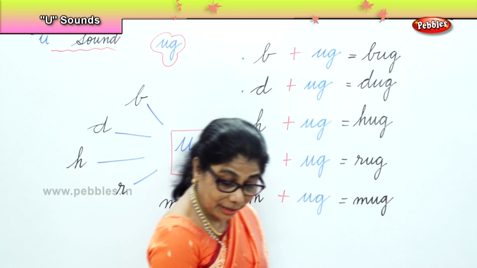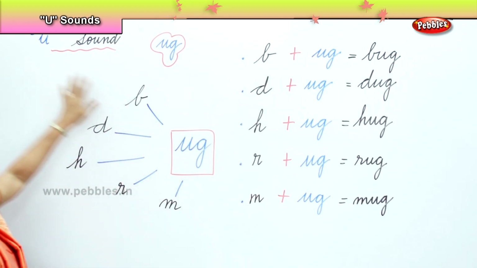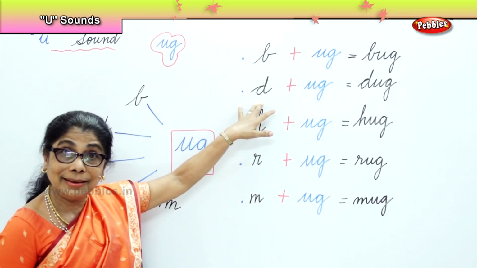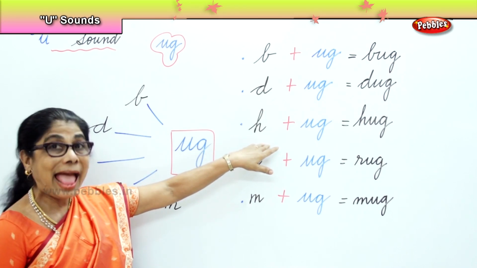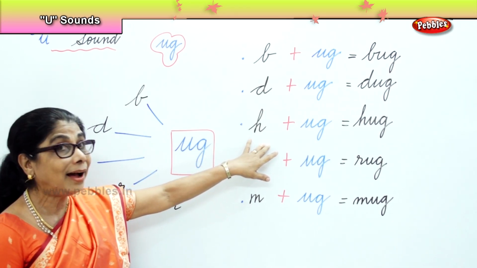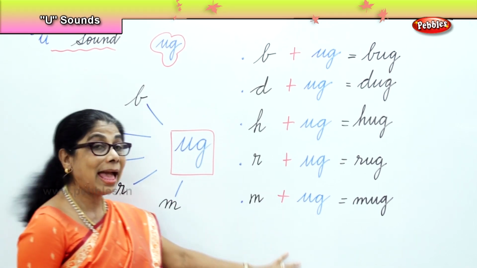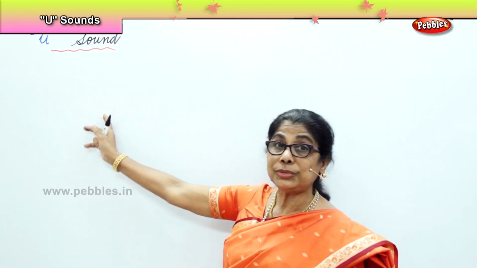So you have done the U sound, letters plus ug. We are doing the U sound. B plus ug, bug. D plus ug, dug. H plus ug, hug. R plus ug, rug. And M plus ug, mug. We are doing the U sound.